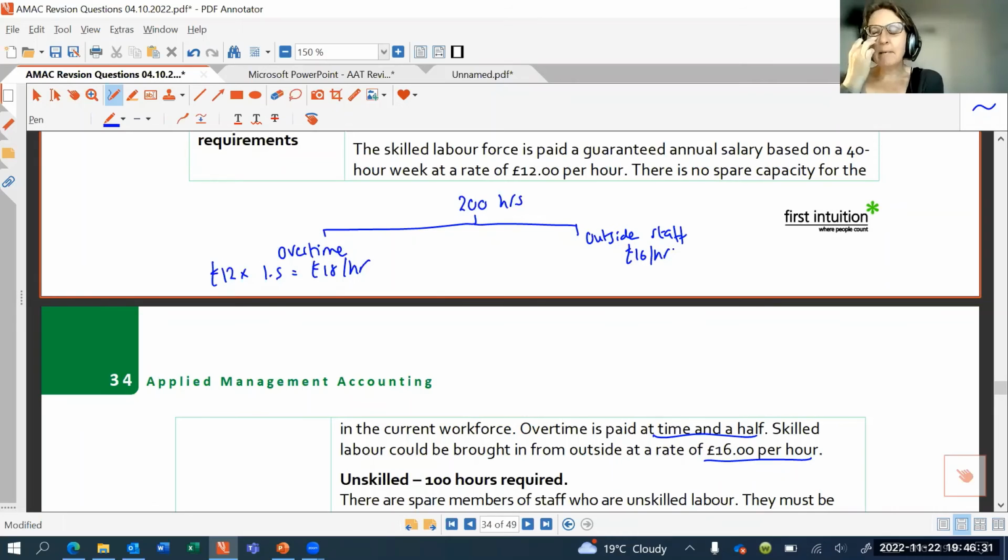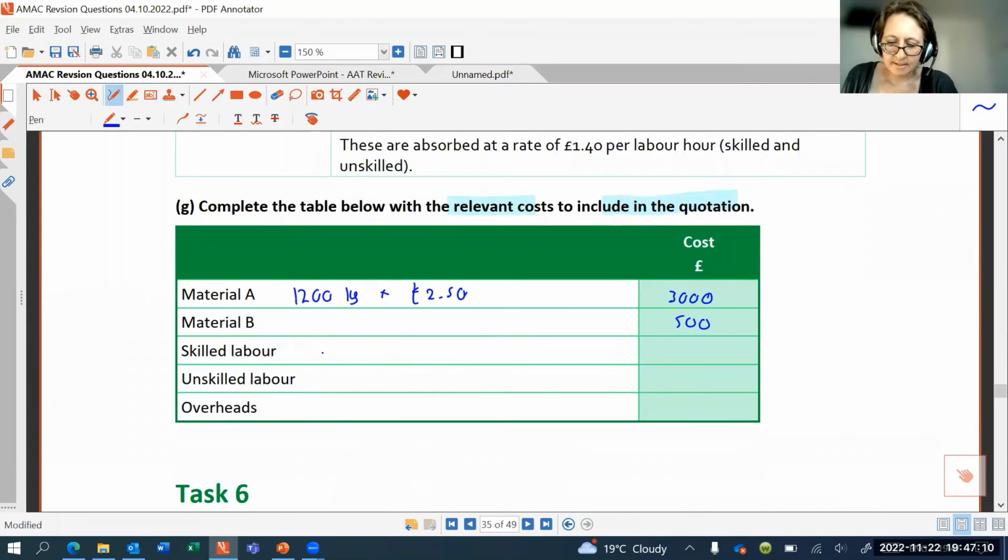So assuming everything else is equal, the question is, would you prefer to spend £16 per hour on your additional staff, or would you prefer to spend £18 per hour on the additional staff? Well, of course, we'd bring in the cheaper ones, wouldn't we? So we'd bring in the outside labour, costing £16 per hour. I need 200 hours. This is incremental. It's cash and it's future. It's cash because I'd have to pay them. It's in the future because I haven't paid them already. And it's incremental. I'd only do it if I take on this job. If I don't take on the job, I don't need the extra staff. So 200 hours at £16 is the skilled labour.